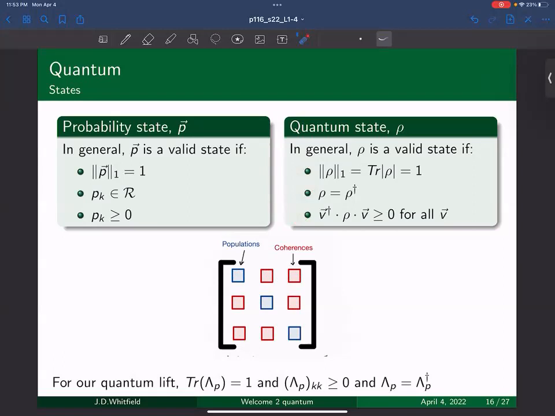Just as a word of note, in our quantum lift of a probability vector, where we just put everything along the diagonal, the diagonal should sum to one because the probability distribution was normalized. It's all greater than or equal to zero because, again, the probability distribution was positive, and it's real. All the values of the probability function satisfy this condition, and also because it's diagonal, this condition is also satisfied.